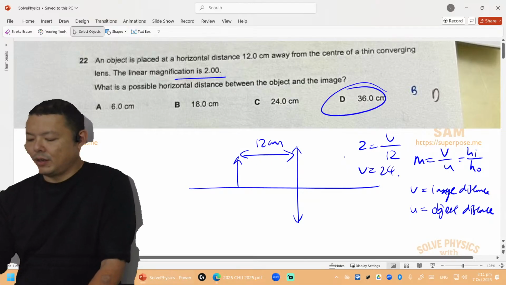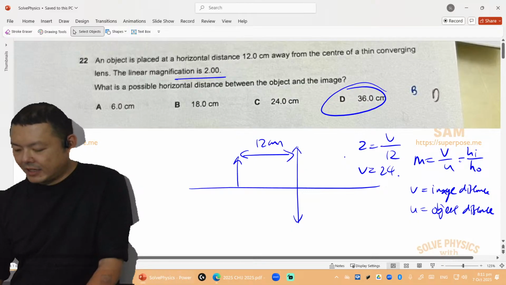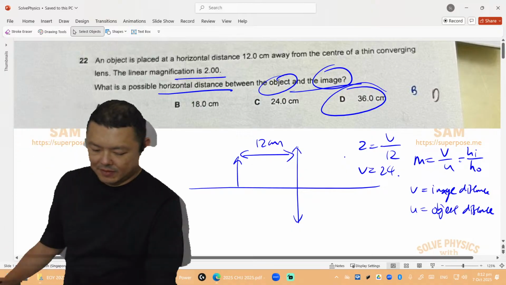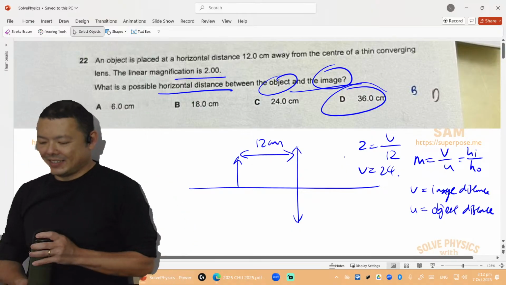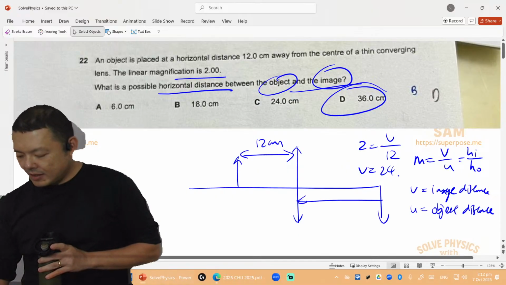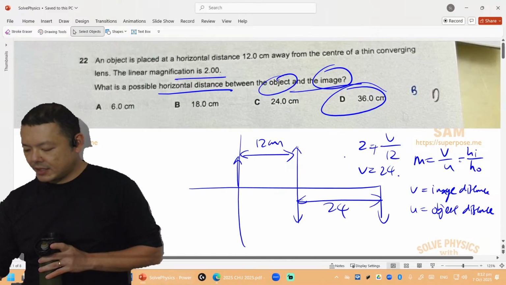Oh, because they're asking for the distance between object and image, not between the lens. So 12 plus 24. So the image is somewhere here, right? This is 24. So the total distance is 36.